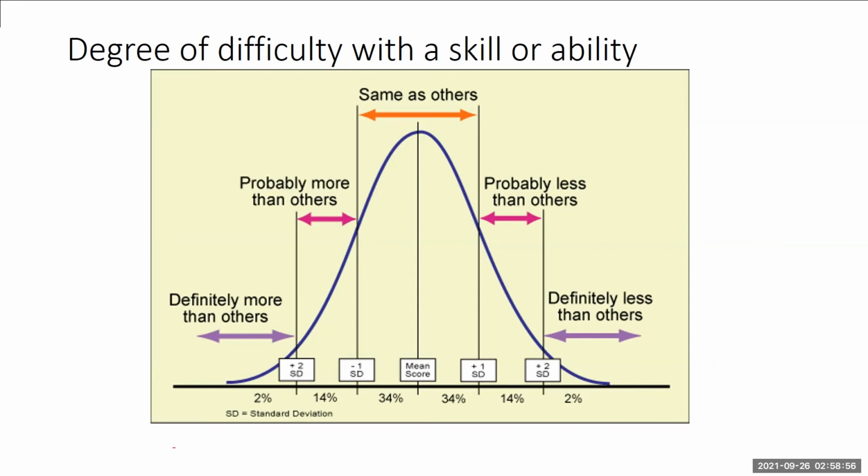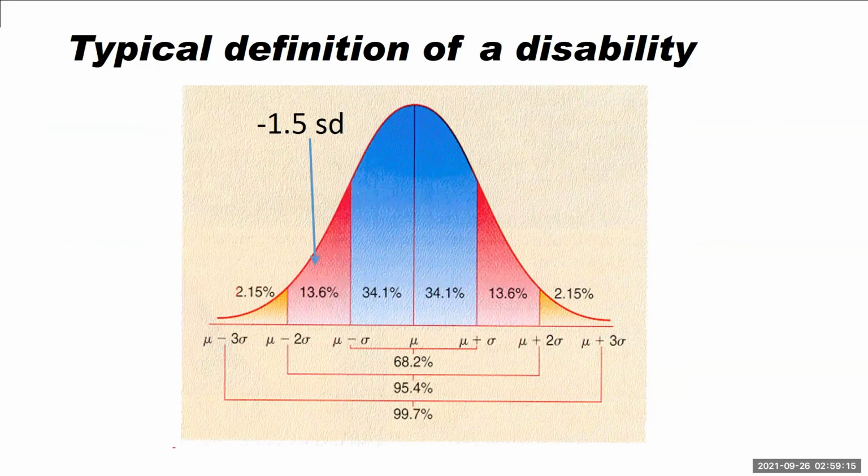68% of test takers will show skills or abilities with average difficulty. 14% will have less difficulty than average, and 14% will have more. 2% will definitely have less difficulty, and 2% significantly more difficulty. This is another view of the 1.5 standard deviations below the mean that is typically used to designate a disability. Note that at positive 1.5 standard deviations, the individual may be designated gifted.